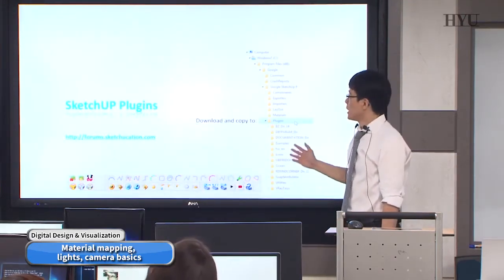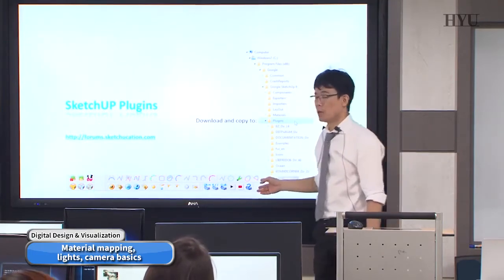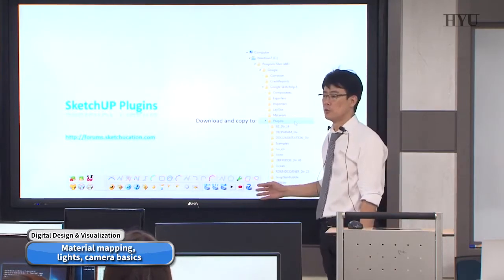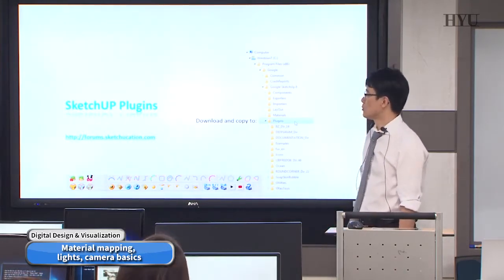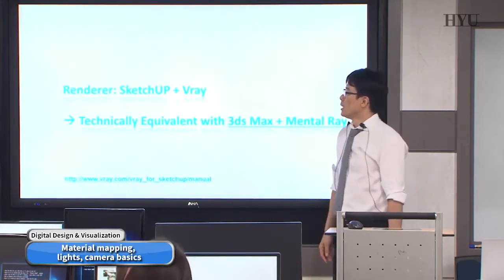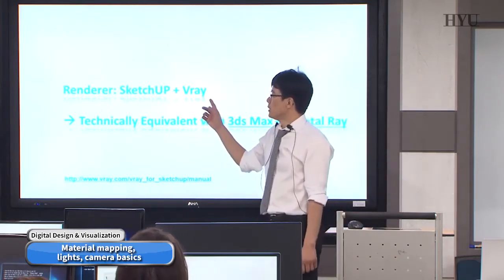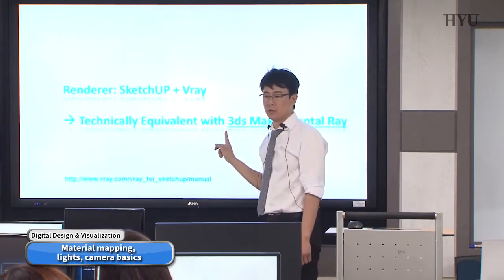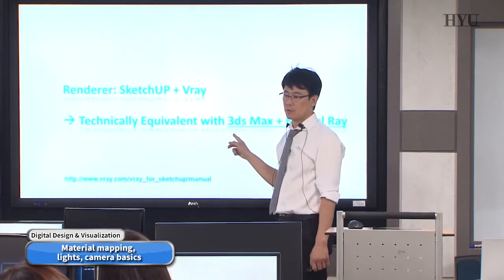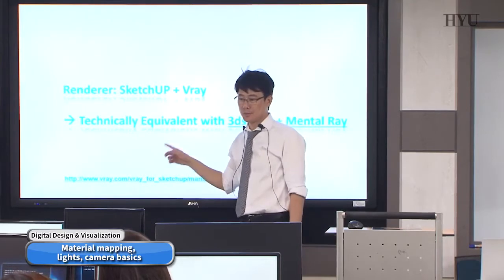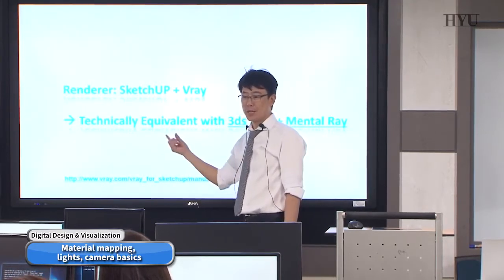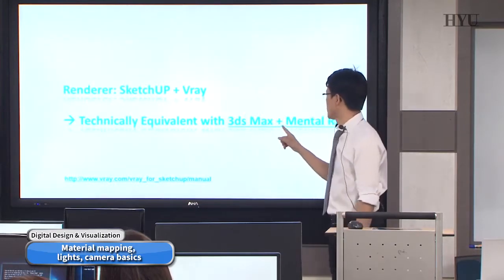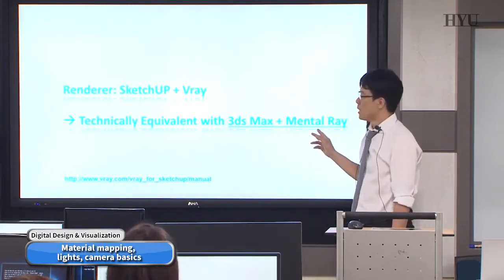Plugins, lots of plugins, but in 3D Max they are all default. 3D Max has really powerful tools. No need to install this kind of geometric plugins. Renderer: SketchUp plus V-Ray is technically equivalent with... What is the meaning of equivalent with? What's equivalent? Same. Technically the same as 3D Max plus Mental Ray.